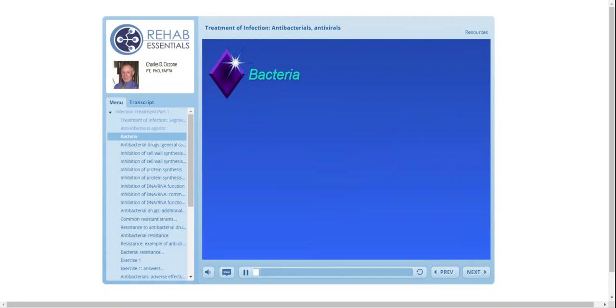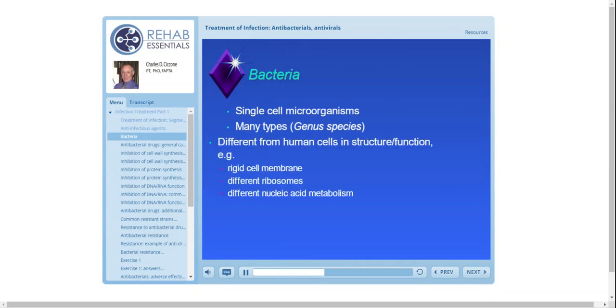So we want to start talking about bacterial infection. And bacteria are, of course, single-cell microorganisms, and by that I mean they have their own cellular organelles, they have ribosomes, they have endoplasmic reticulum, they have Golgi and mitochondria. There are many types identified by a genus and species. If we hear a term like Escherichia coli, we're talking about the Escherichia genus, coli species.